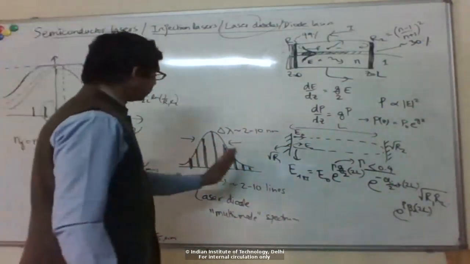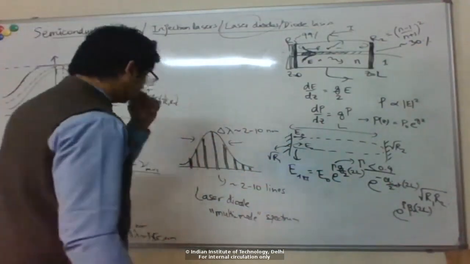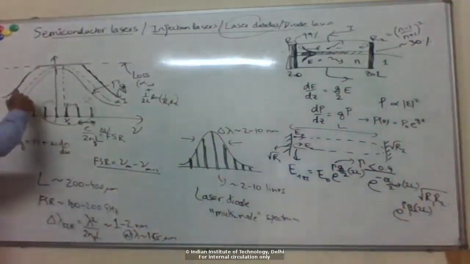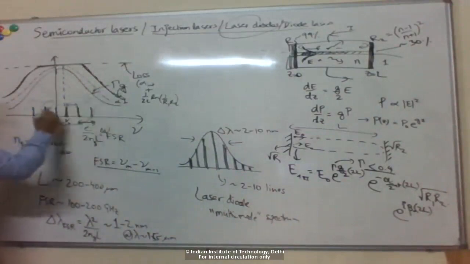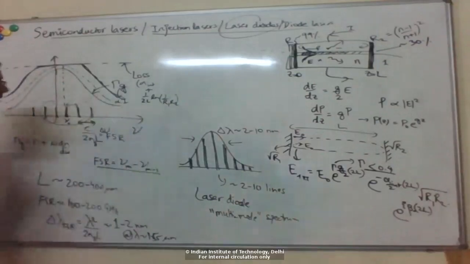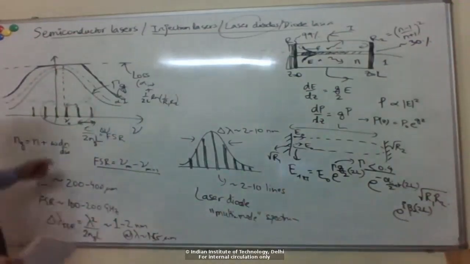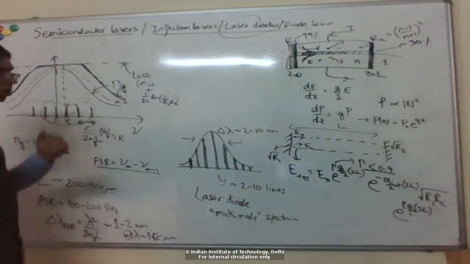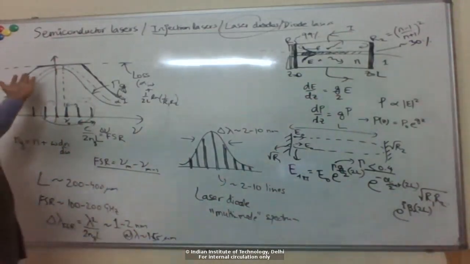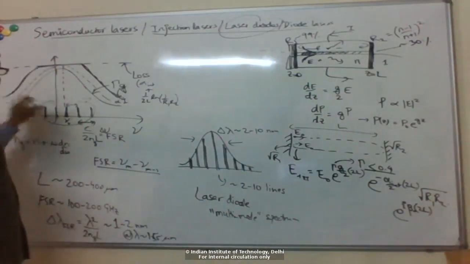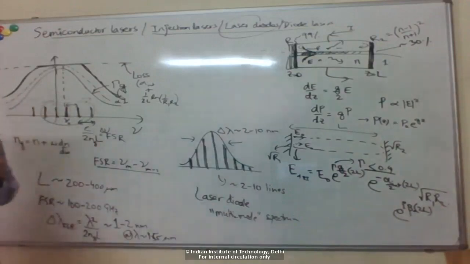So how do you eliminate these different modes? Why this happens is that once you go above threshold, your gain equal to loss condition is satisfied by a whole range of wavelengths, and the longitudinal modes falling within this bandwidth all lase. So we have to somehow ensure that only one of these lases and all the rest don't. The only way to do that is to make the gain equal to loss condition be satisfied only for one of the frequencies and not the rest. So we have to do some trick for that.